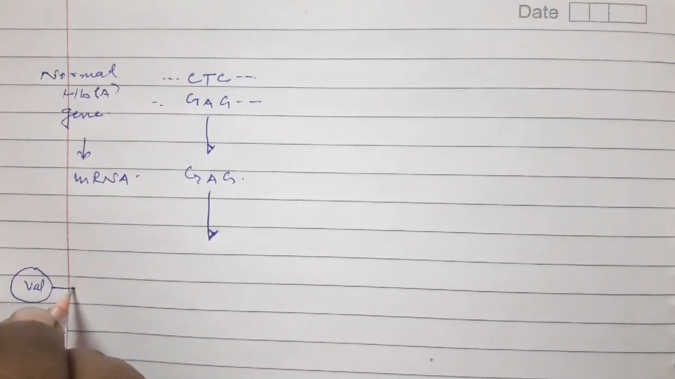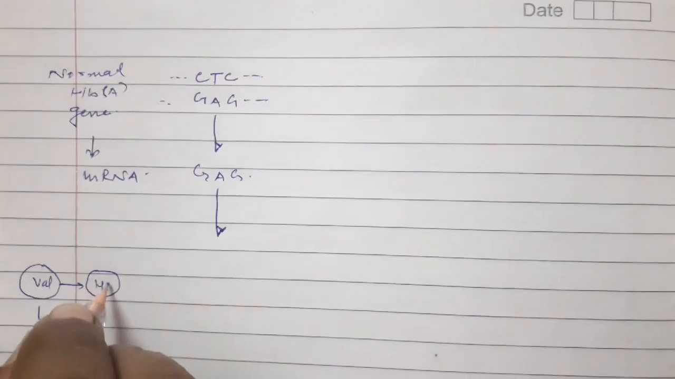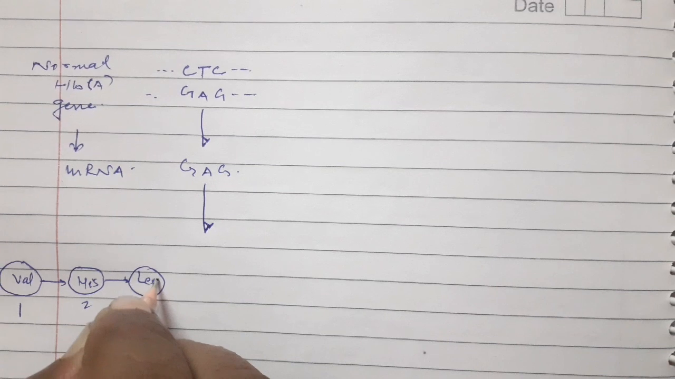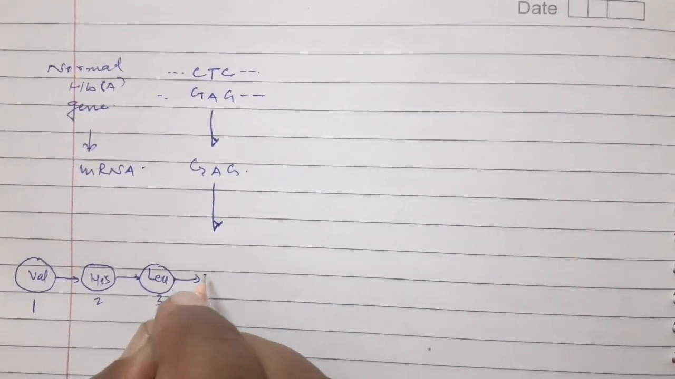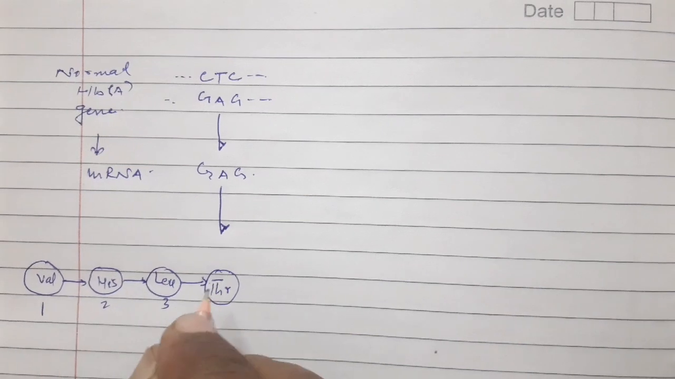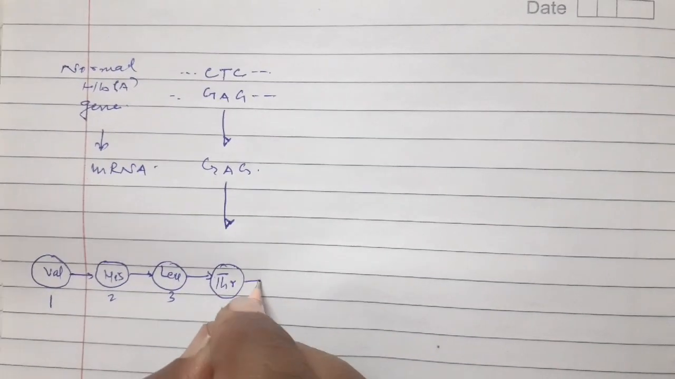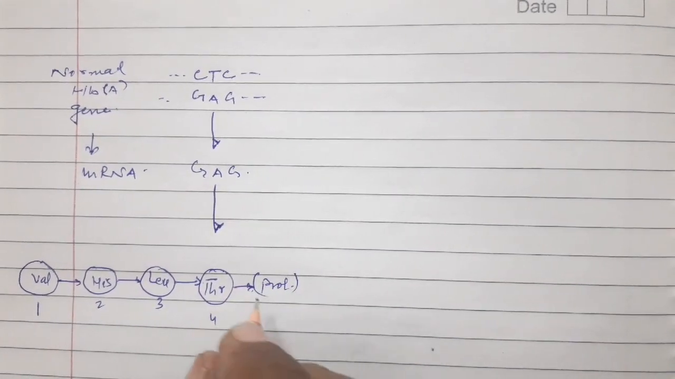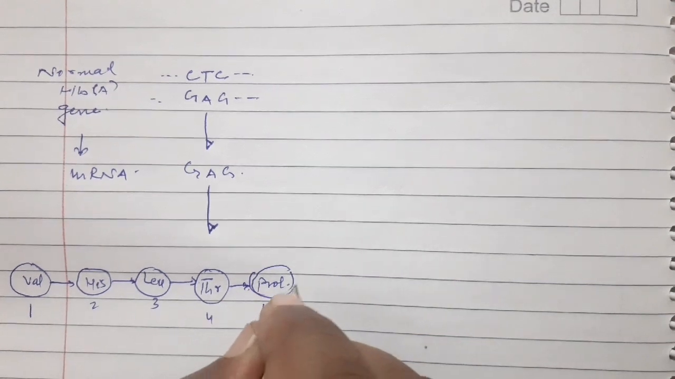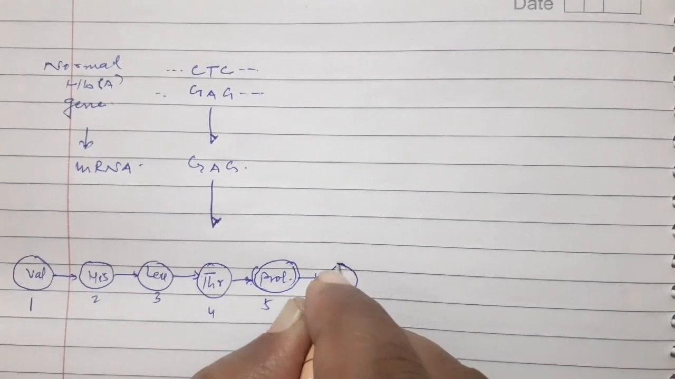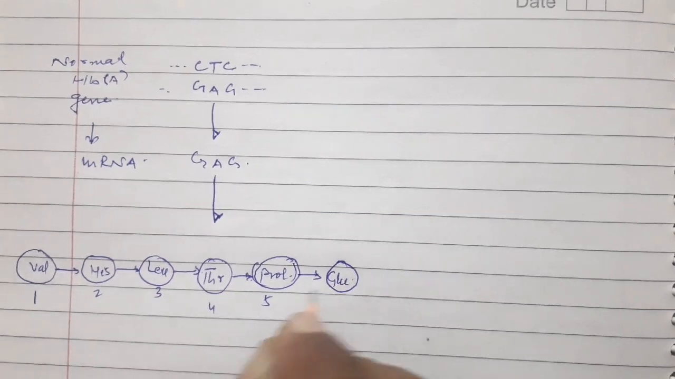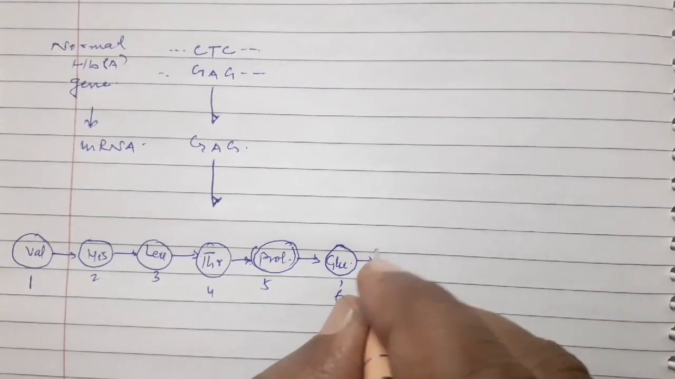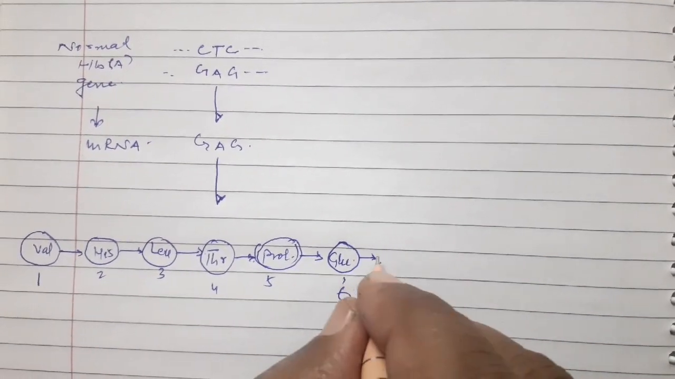It gives valine 1 linked with histidine 2 linked with leucine 3 linked with threonine 4 linked with proline 5 linked with glutamic acid 6 and then glutamic acid.